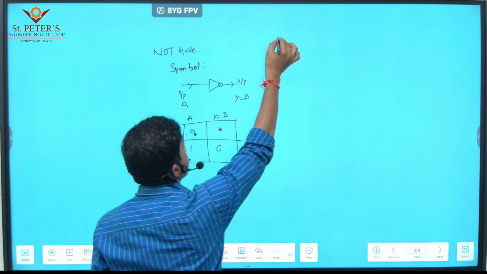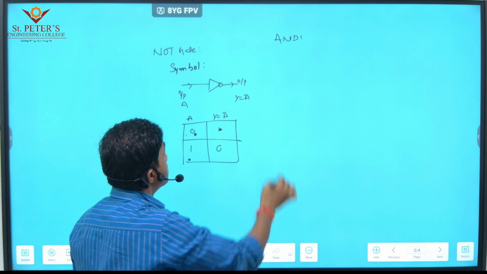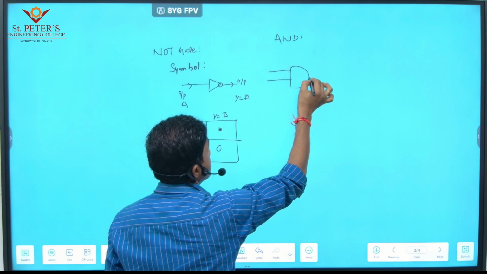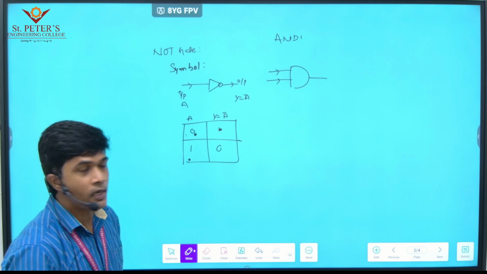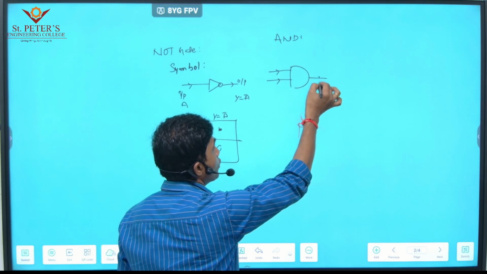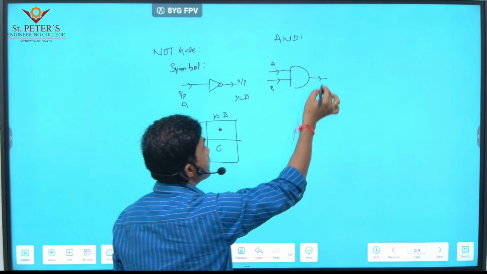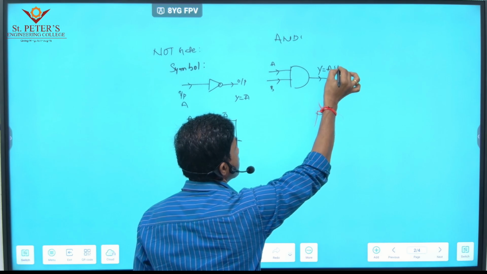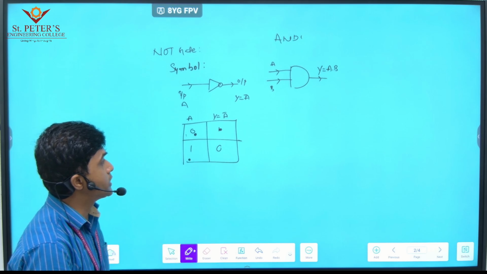Next comes the AND gate. Symbol for the AND gate. This is the symbol of AND gate. It contains minimum 2 inputs and maximum 1 output only. A and B are the inputs. Let us denote the output Y is equal to A dot B. This dot indicates multiplication or AND operation.